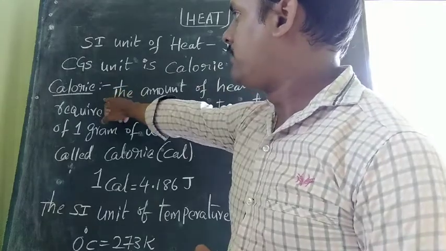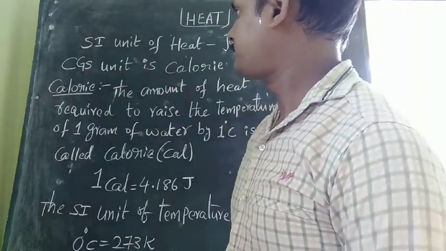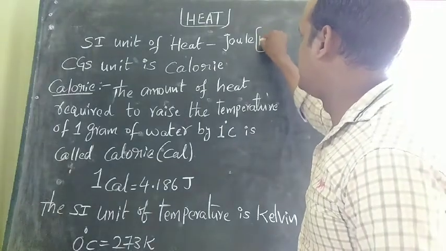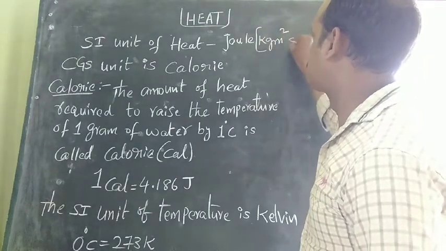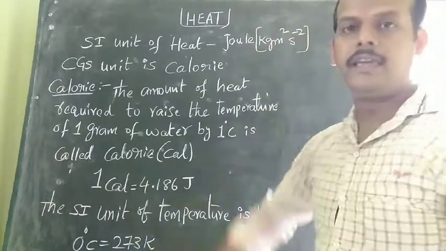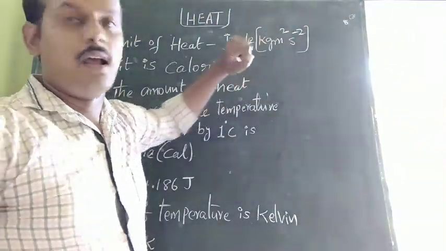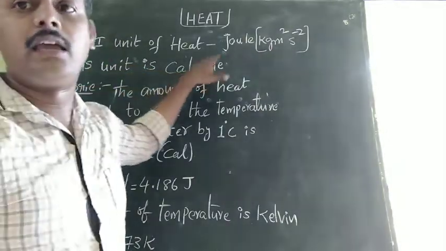So how can we define calorie? One more thing I want to tell you here. Joules can also be written in terms of kg meter square by second square. And the CGS unit of heat is taken as the calorie.